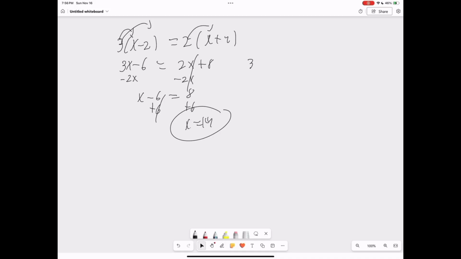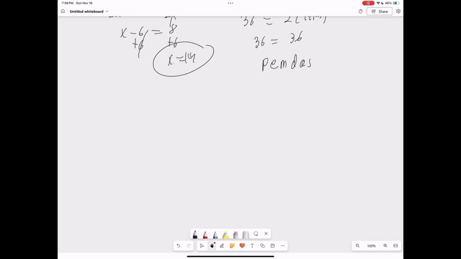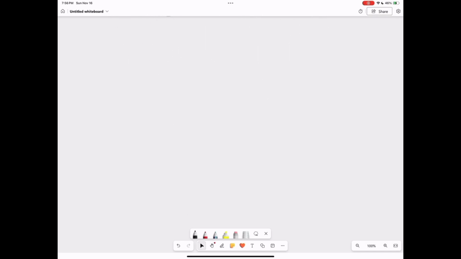If we check that, if we do 3 times 14 minus 2, we follow PEMDAS, we do 36, because it multiplies to 2. And then we have 2 times 14 plus 4. So 2 times 18 is 36, so we get 36 equal to 36, because we're following PEMDAS, which is parentheses, exponents, multiplication, division, addition, subtraction. I did the parentheses first because they were inside. Parentheses is before multiplication.